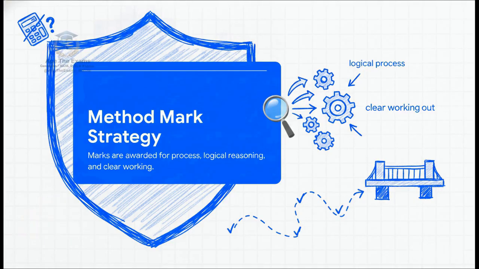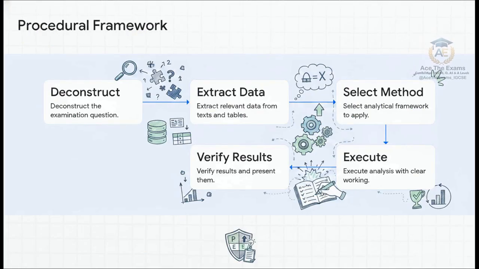It happens. But the examiners, who are acting as your structural auditors, will actually award you method marks for your logical process, your systematic analysis, and your clear working out. They are literally rewarding the structural integrity of your pitch, even if a tiny computational error throws off the final decimal point at the very end. So how do we guarantee those method marks? We use a standardized procedural framework.